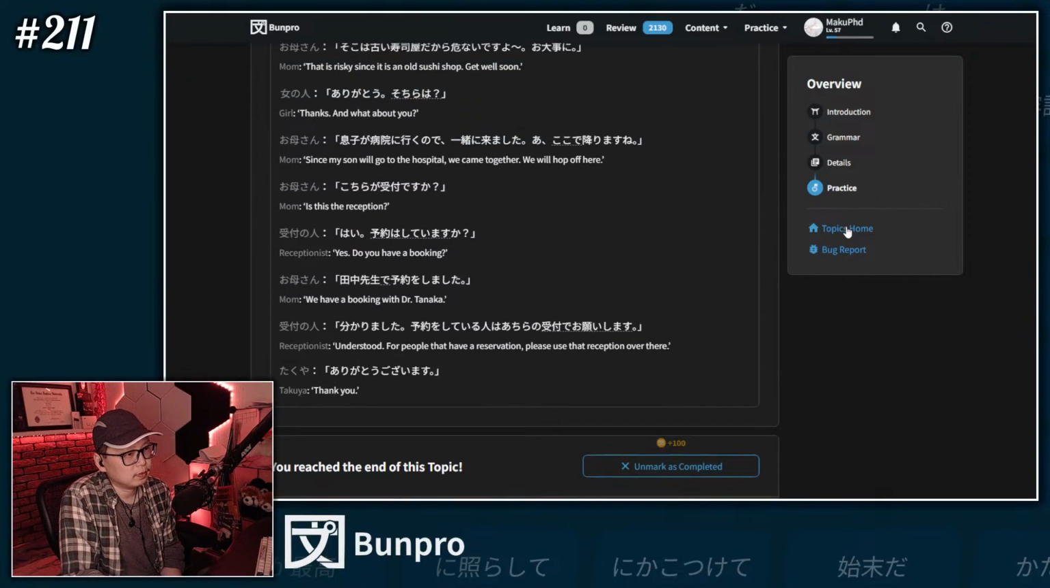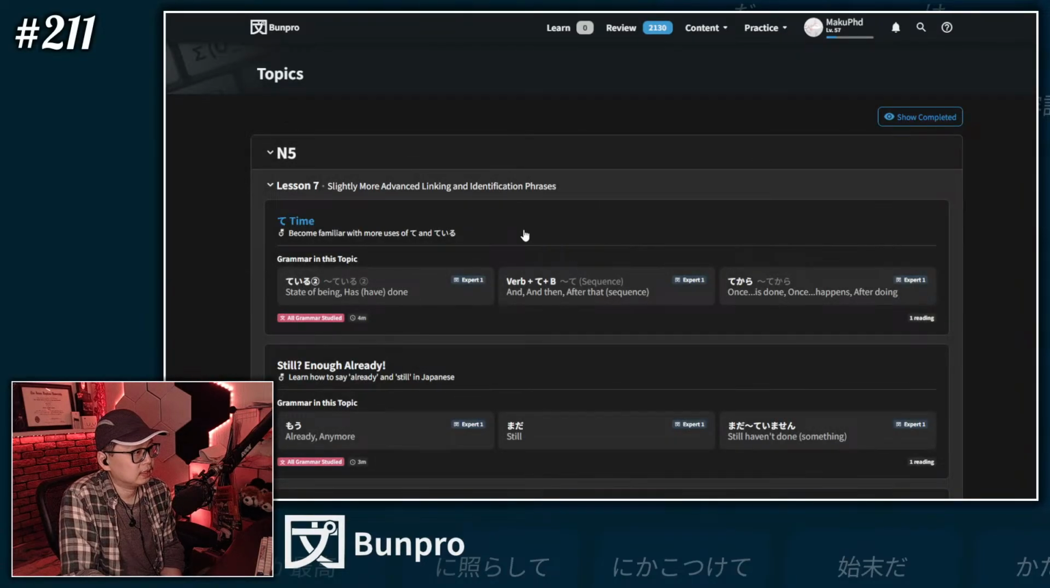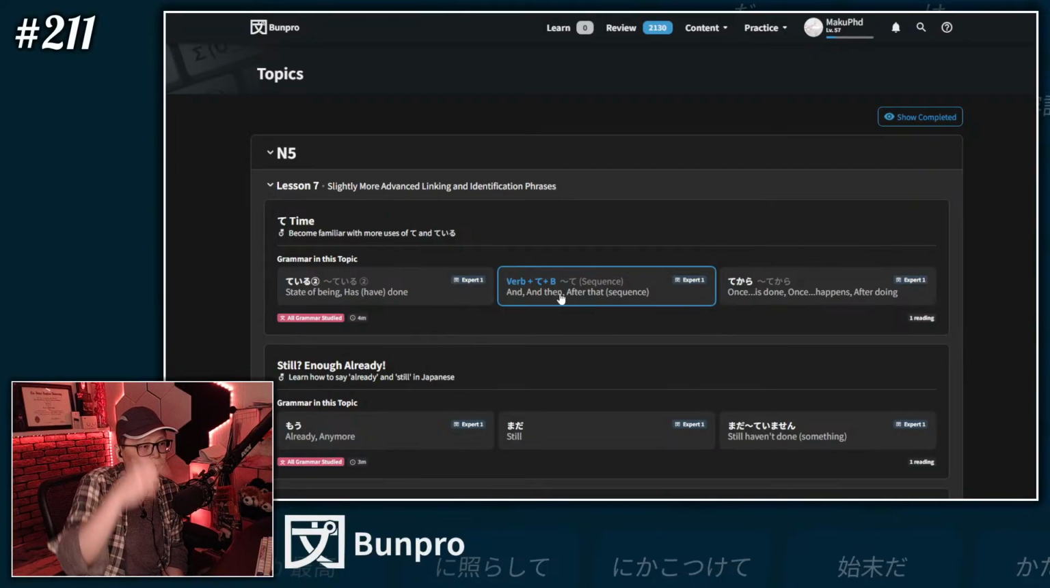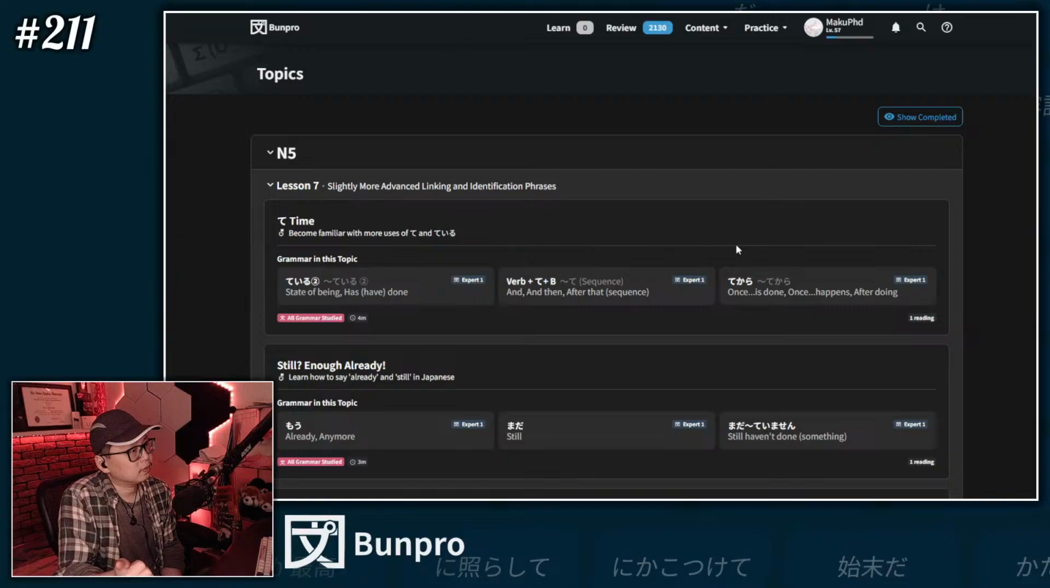Nice. We'll do one more topic. I love these things. Te time. Okay, so we're learning all about the te. I already highlighted 2 te, sequencing te. They actually used sequencing te before, and they also used reasoning te, which it appears they're not gonna go over yet. And then teiru, which is the state of being or present progressive, or just progressive state. And then tekara was not used yet. So let's go into this.